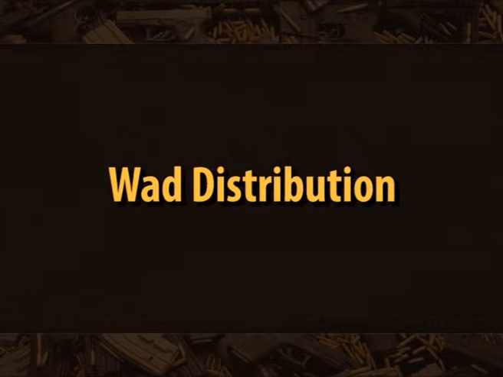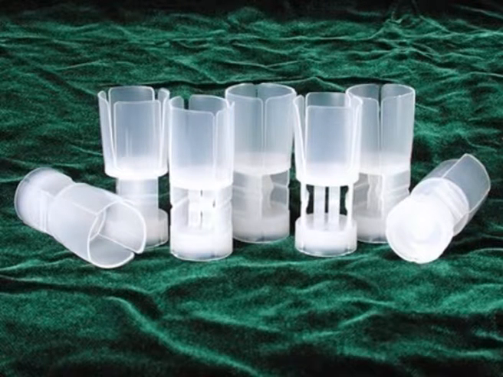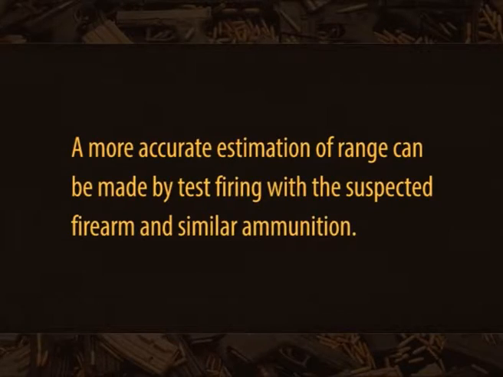Now, wad distribution. Wads are found in shotgun ammunitions. They are projected along with the powder charge. They enter the target up to a range of about 3 meters. If they are not obstructed, they scatter from 5 meters to about 10 meters or more. If the distance between the victim and the wads is known, then the range of firearm can be easily determined. A more accurate estimation of range can be made by test firing with the suspected firearm and similar ammunition.